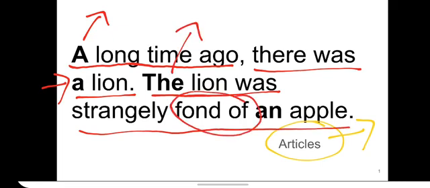Fond of means when you're in love with someone. I am fond of reading books. He's fond of getting sick, right? Likewise, an apple. So there was an apple, a strange apple, and the lion was in love with that apple.